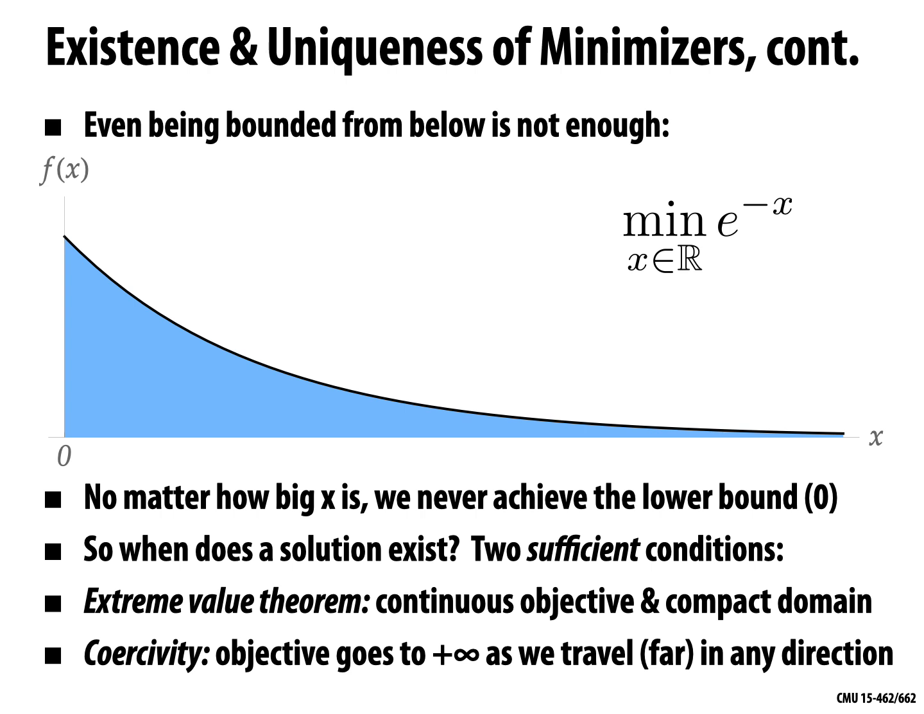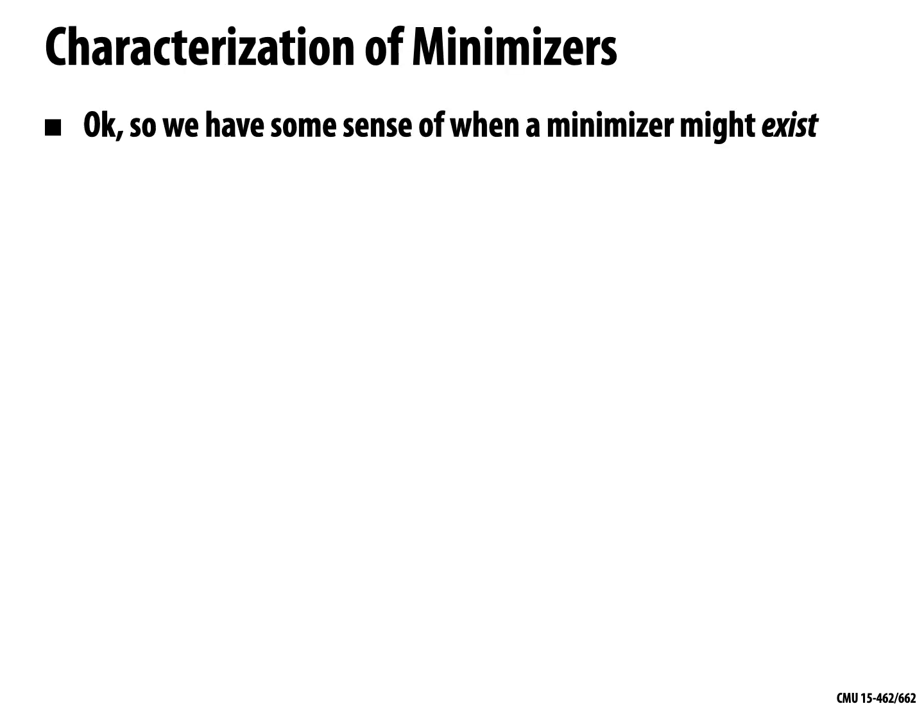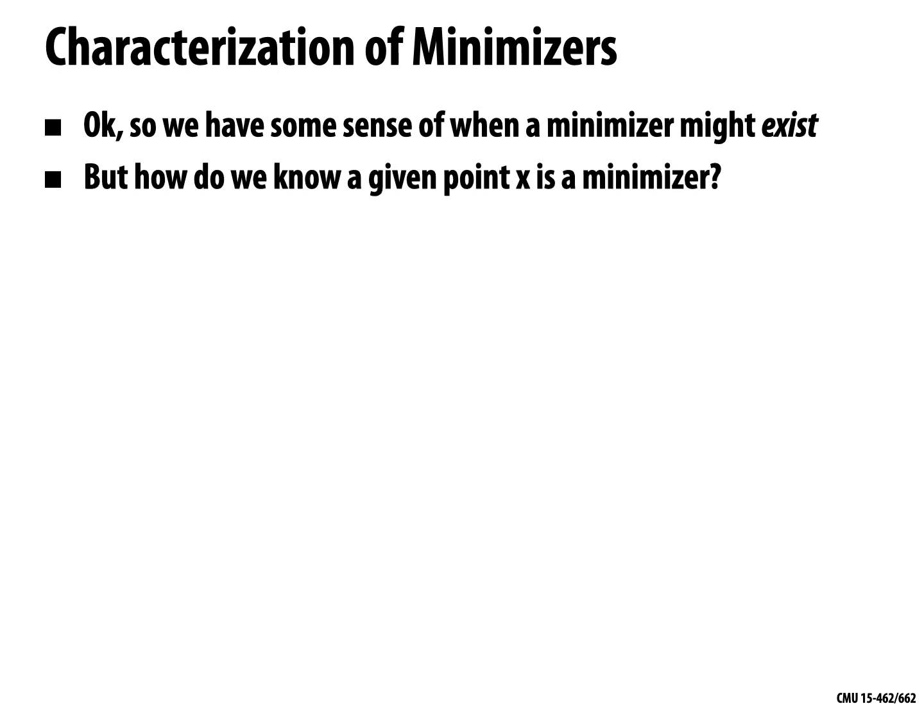Right? And the extreme value theorem is asking that we have a compact domain, that the set of points where we have to look is sort of in some sense finite. I mean, it's not actually a finite set of points, but it is kind of a finite region, a closed and bounded region of Rn. Okay? Okay. So now we have some sense of when a minimizer might exist, but we haven't yet said anything about how we know or how we test whether a given point x is a minimizer.